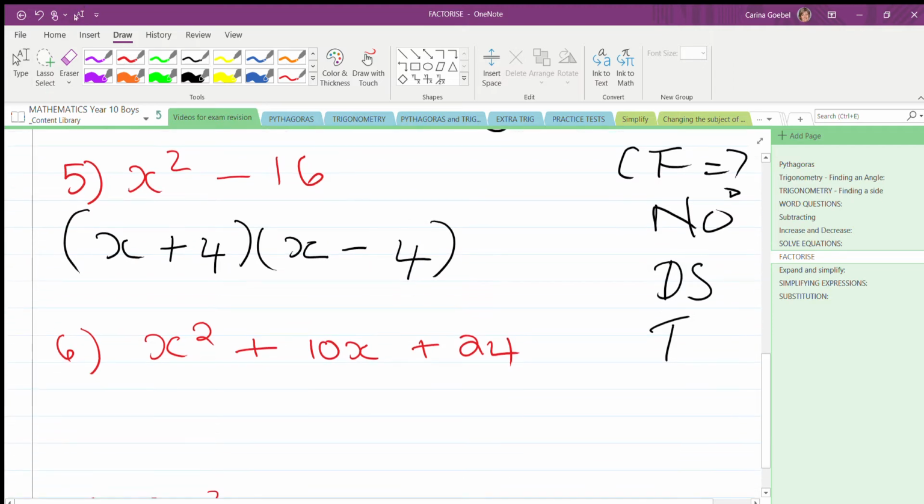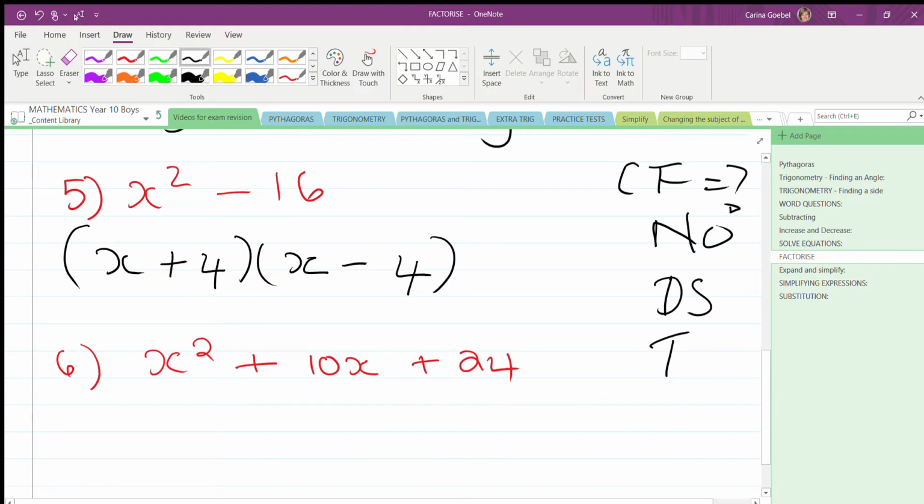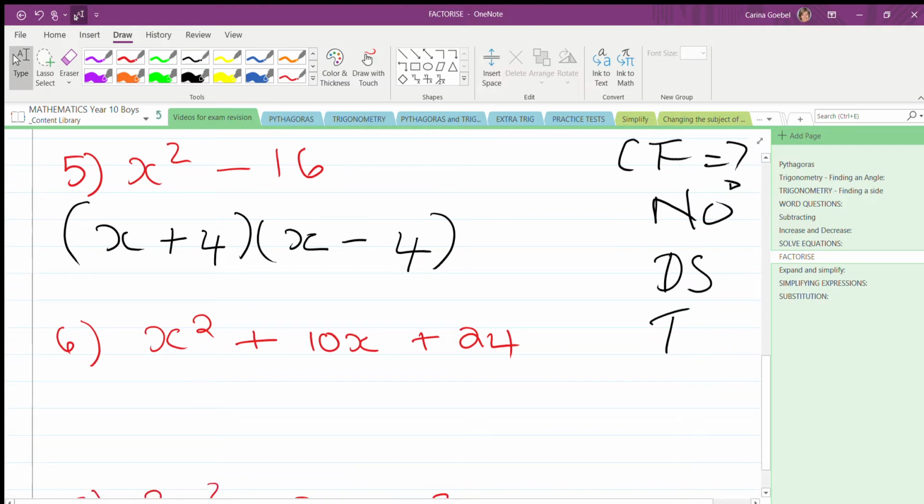Looking at the next one, again, check to see, is there a common factor? No, there's no number that can divide. There isn't a number here. We can't divide by anything. The last term doesn't have an x, so there's no common factor. It's not a difference of squares, but we can recognize the trinomial.